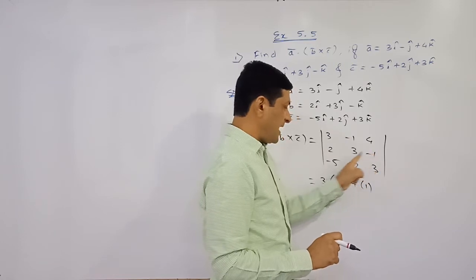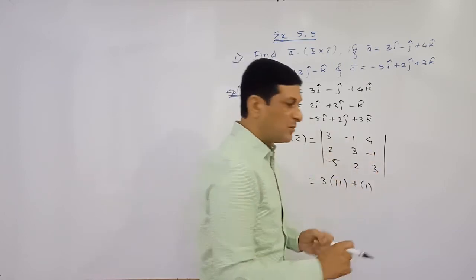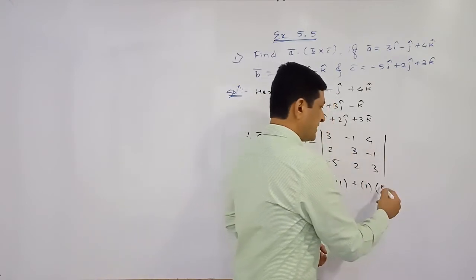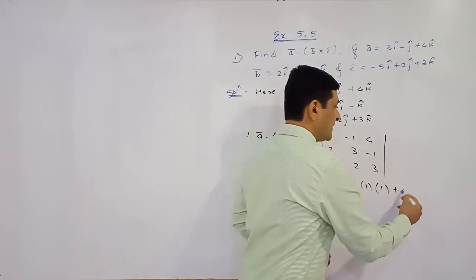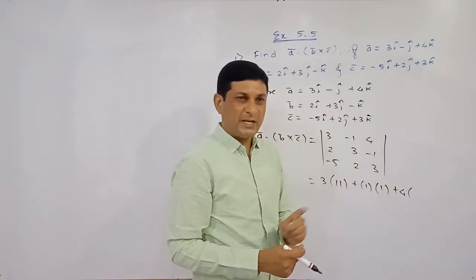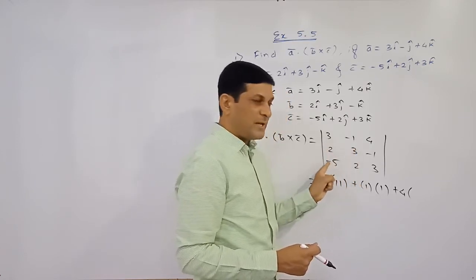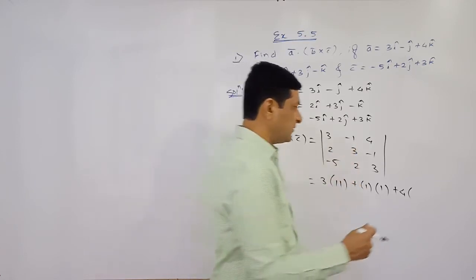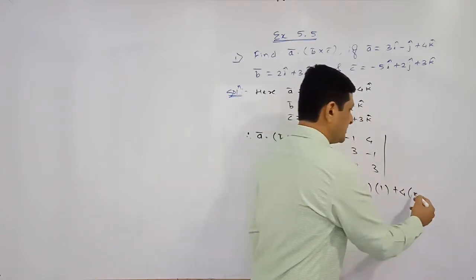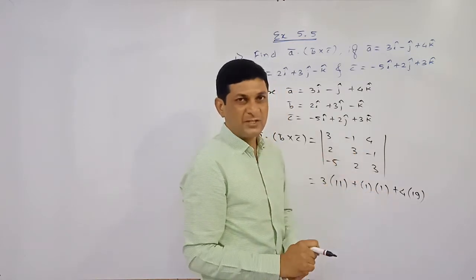So 6 minus 5 will be equal to what? This product is 6, 6 minus 5 is 1. Lastly, plus 4 into, now delete this column, find the determinant of these 4 elements. So this product is 9 minus minus means plus 15. 9 plus 15, 4 plus 15 is equal to what? 19. So 4 plus 15 will be equal to 19.